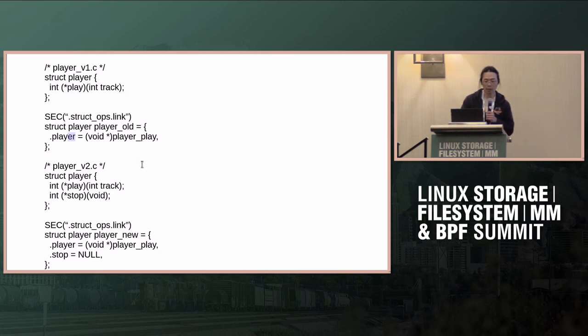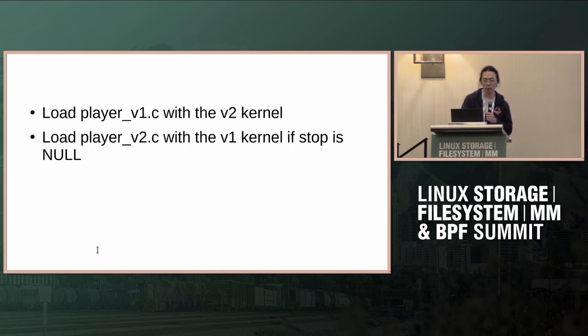Okay, here are two examples. One is implemented for the V1 interface, the other one is for the V2 interface. So you will play it, and this is a typo, should be played. And for the V2 program, you have an additional stop callback. If you set this to null, then the two programs will actually be identical for the new kernel or for the old kernel. So both programs can be loaded to the kernel with the new interface or old interface. So yeah, you can load the V1 with the V2 kernel or V2 with the V1 kernel if stop is null.